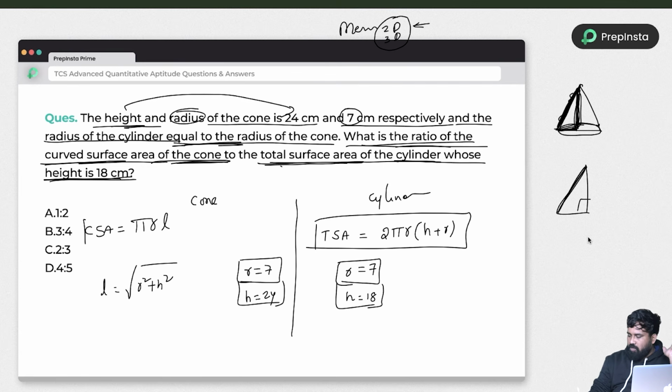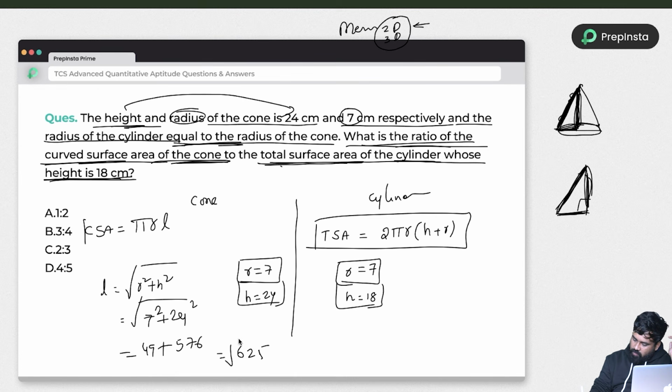So in order to find this hypotenuse value, I have to know the base value and height value. We know base is nothing but radius, height is nothing but h, so L is the square root of 7 square plus 24 square. 24 square is 576, plus 49, which is 625. The square root is 25. So L value is equal to 25. I got all the variables I want.